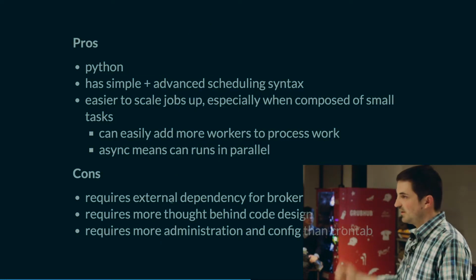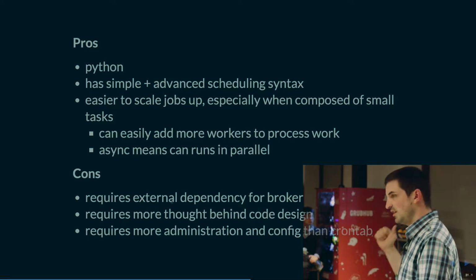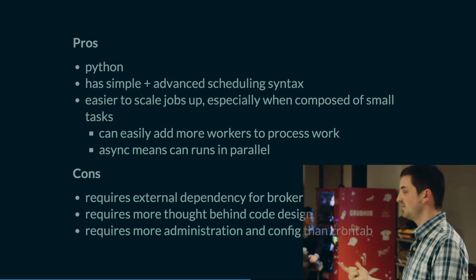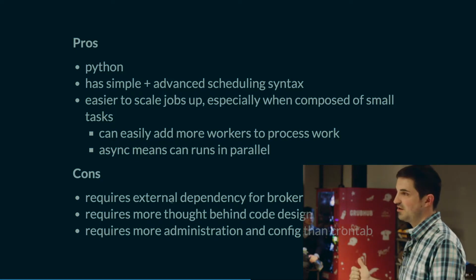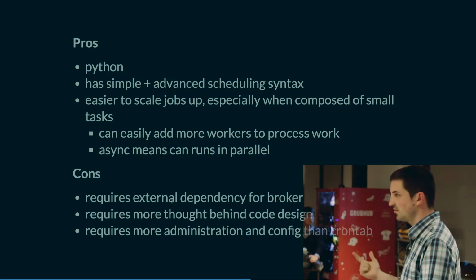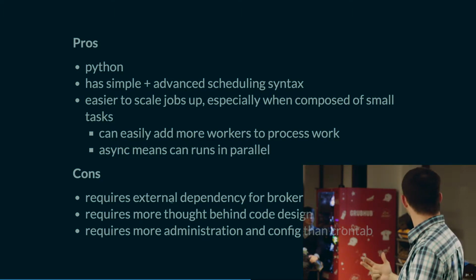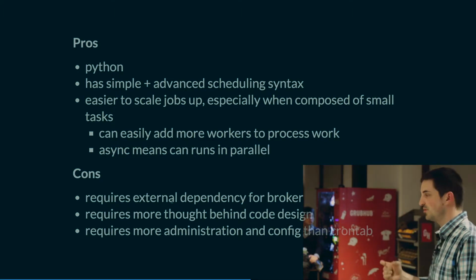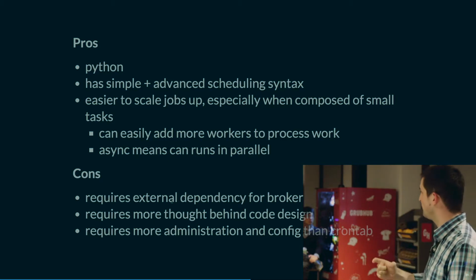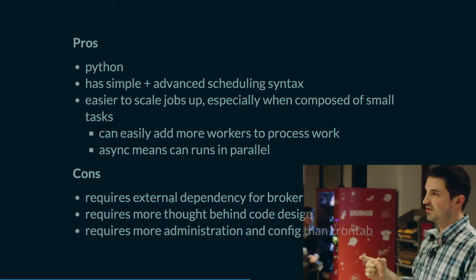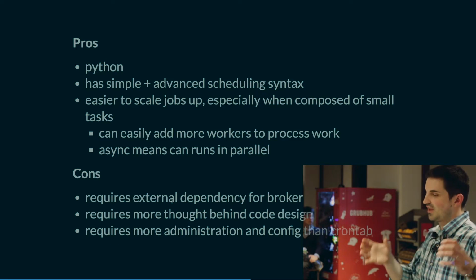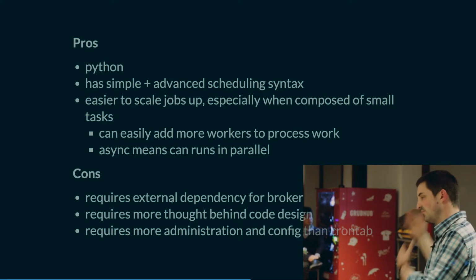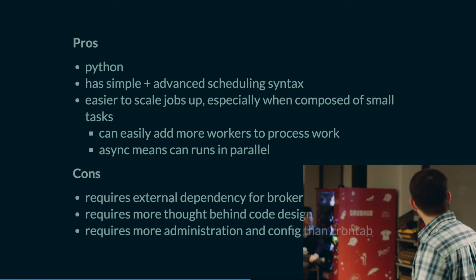So, pros of Celery. It's still Python. It can do simple syntaxes, and it can do pretty advanced syntaxes. It's easier to scale up because it allows you to do things asynchronously, and allows you to run code in parallel. It works best if you keep everything composed of really small tasks, really small functions. You can kind of compose these too. You can say this task is going to do something, which is going to take the output and do something else, and keep going down the chain.